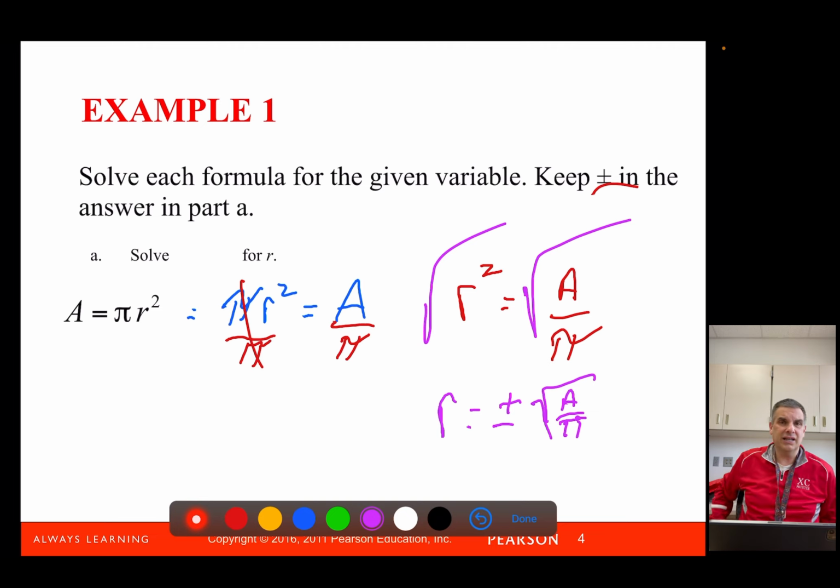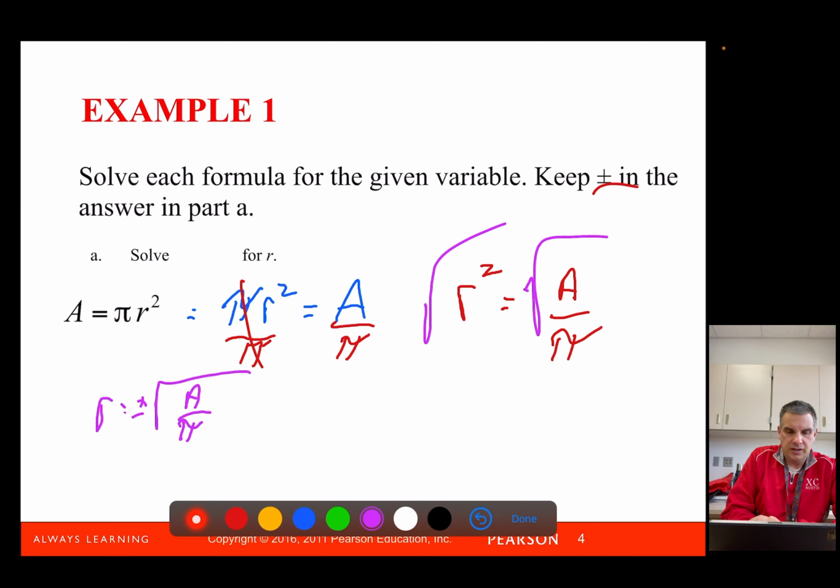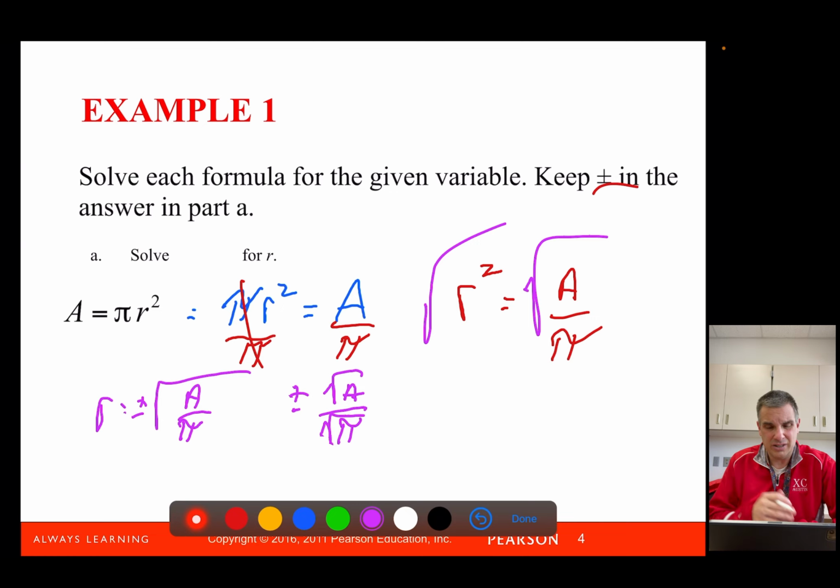Now, you could leave it like that. There's certainly nothing wrong with that. Some people might argue that now we've got a radical in the denominator. Technically speaking, r was equal to plus or minus the square root of a over pi. Some people are going to say, well, now you've got the square root of a over the square root of pi, so we've got that pi in the denominator, which we can't have. We've talked about that in the past.